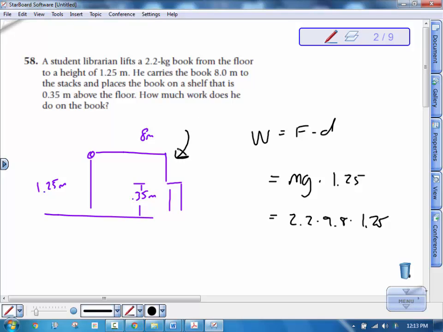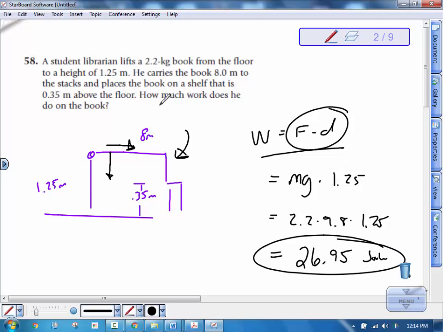Over here, gravity does work against him to bring the book down. So we're only counting this part right here. And obviously, we don't count the horizontal either, because the force that's being involved here is gravity, which acts straight down, and the distance that's being moved here is horizontal. We only use work equals force times distance when force and distance are in the same direction. So this is our answer for the first part. How much work does he do? 26.95 joules is our answer for work.